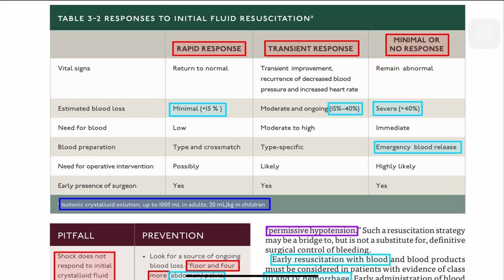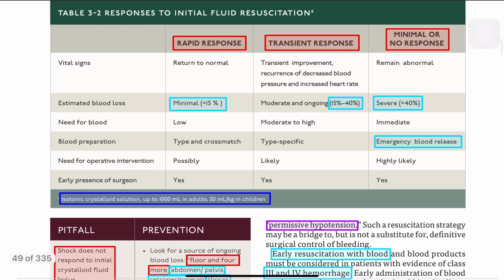If there is less than 15% loss, like type 1 shock, the patient will have a rapid response. Types 2 and 3 will have a transient response: slight improvement, then again the parameters will decrease. And minimal or no response will be class 4, that is severe.